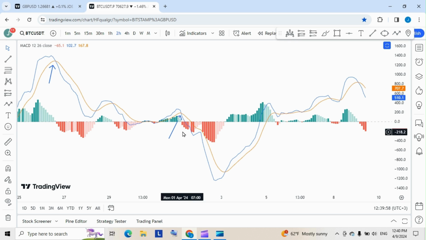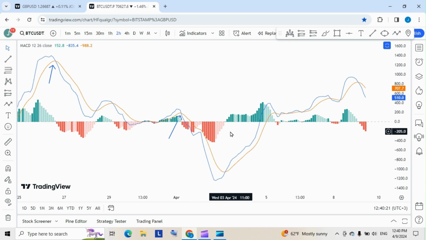The signal is the orange, and the MACD is the blue. So the signal line crosses over this. What do you notice? The market moved down. You can see from the histogram here that we have high selling power.